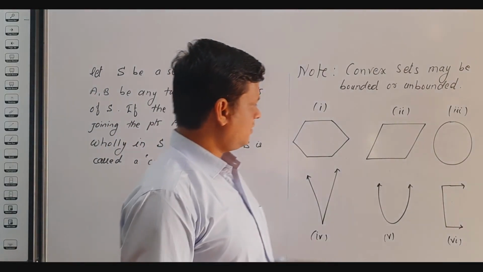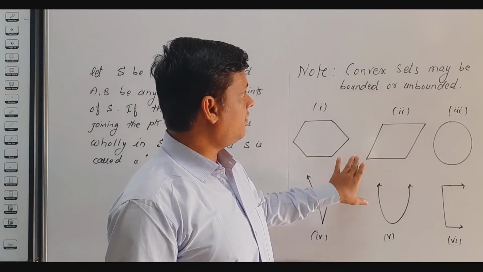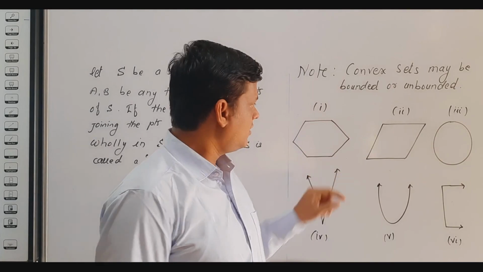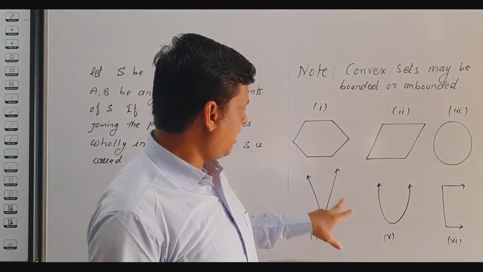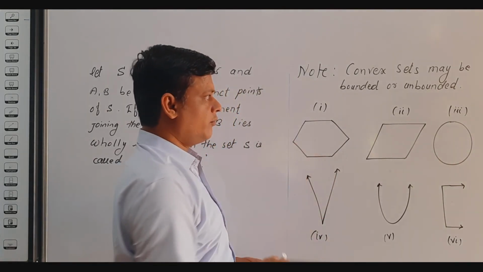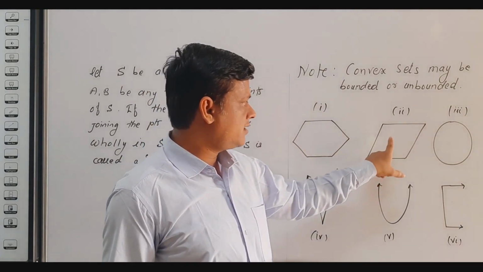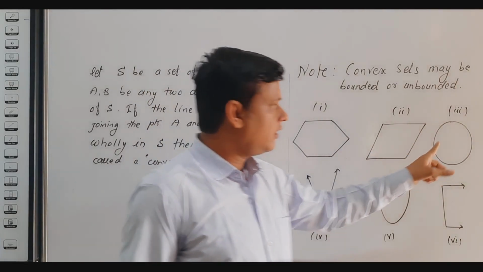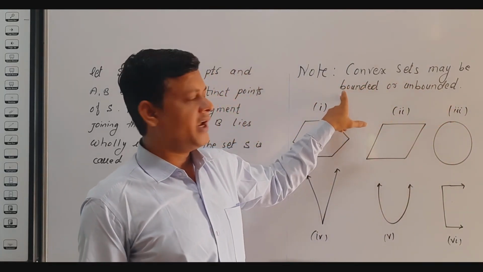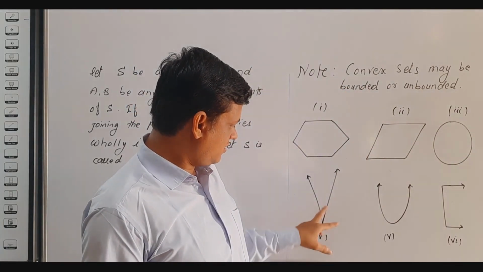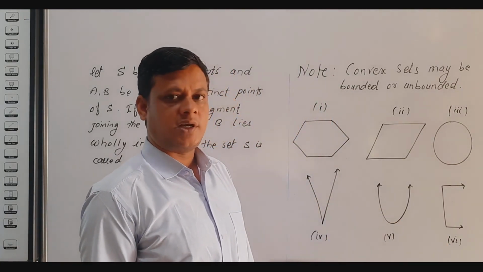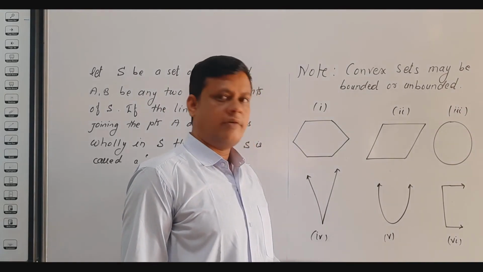So with the help of this figure, we say whether the given convex set is bounded or unbounded. Bounded means closed and unbounded means one portion is open. So see here, this polygon is closed, this quadrilateral is closed, this circle is closed. So these 3, first, second, third, are bounded convex sets, and these 4, 5, 6 are the unbounded convex sets. So we will discuss this while solving the problems.